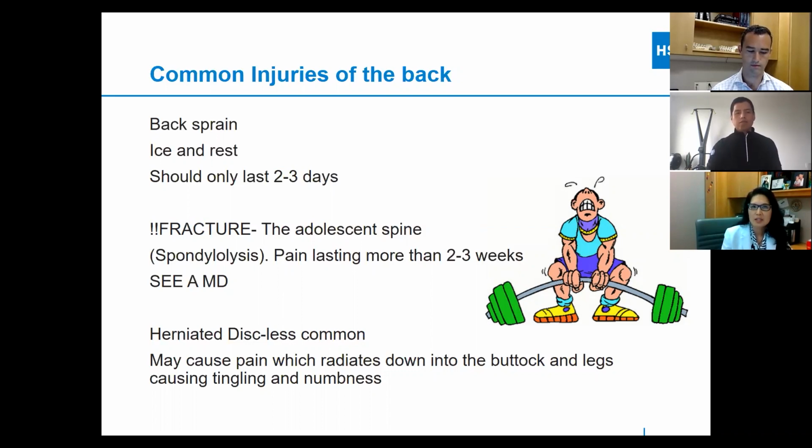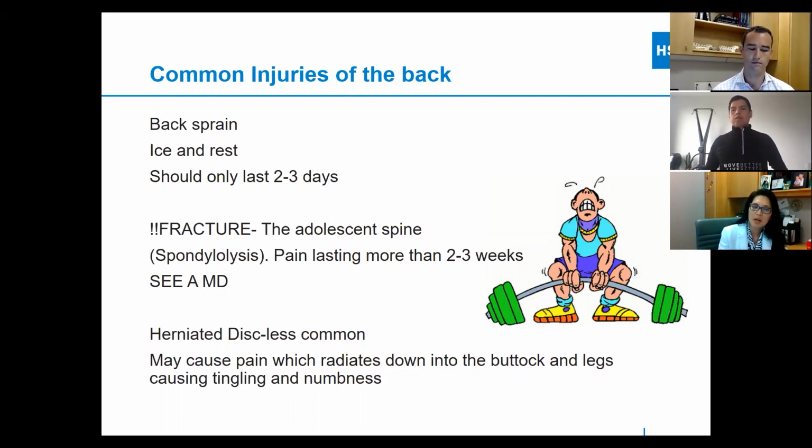In our young athletes in particular, most kids actually under the age of 20 should not have back pain on a regular basis. It's not normal to have back pain. So if you have a young person who has been complaining of back pain for more than a couple weeks, you really have to start thinking about having them evaluated by a medical professional, a physician, because it's not a completely uncommon phenomenon to actually have a fracture.